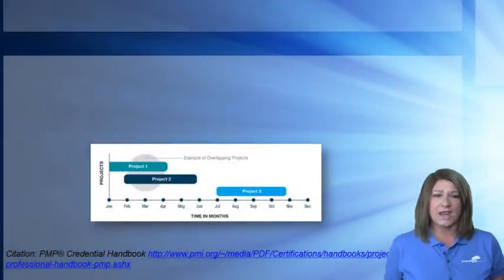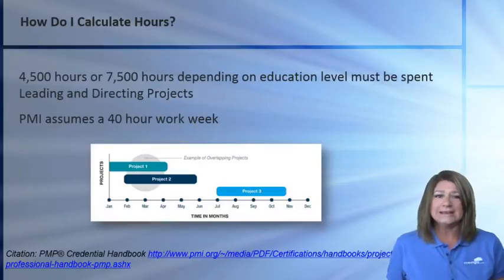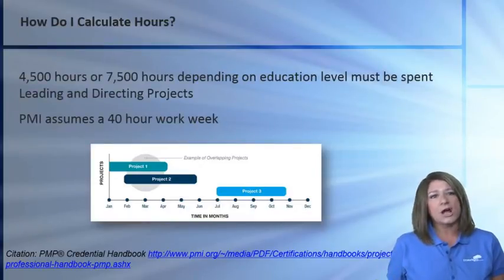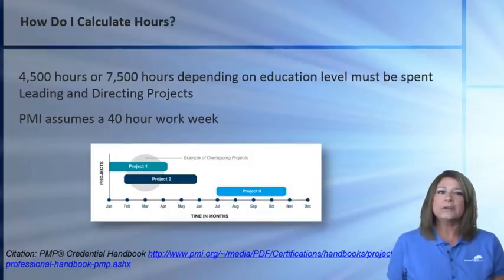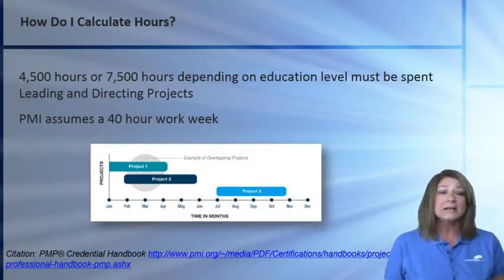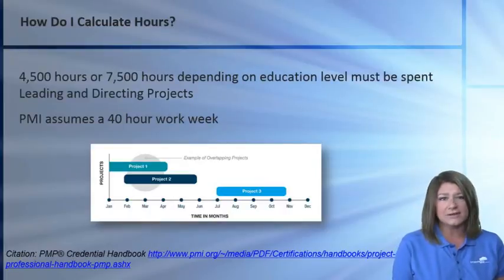The second thing that you're going to need to be aware of is how many hours you need. And how do you calculate those hours? Well, same thing. If you're a college graduate or higher, you need 4,500 hours of project management experience leading or directing a project. High school graduate or GED, that number goes up to 7,500.